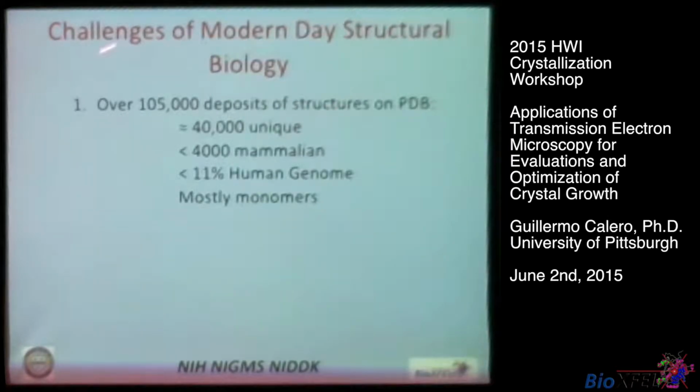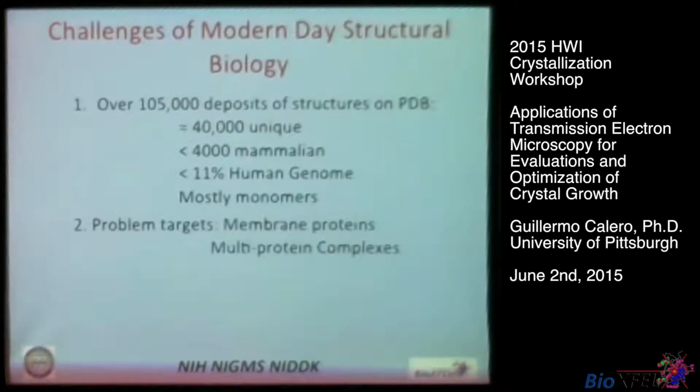What are the challenges of modern day structural biology? Well, there have been over 100,000 deposits of structures on the PDB, but only 40,000 are unique, less than 4,000 are mammalian, with less than 11% coverage of the human genome, and mostly monomers. So basically, we have barely touched the human proteome.